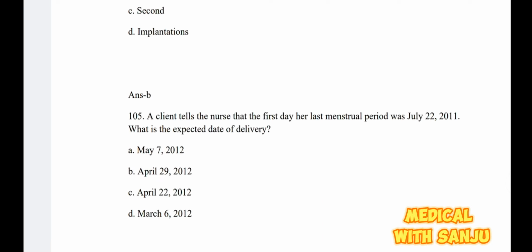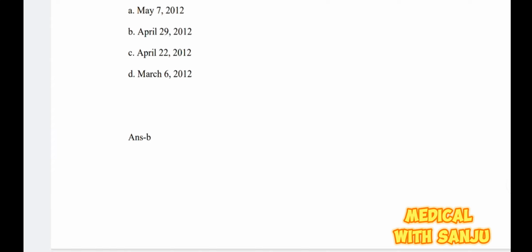Question number 105. A client tells the nurse that the first day of her last menstrual period was July 22, 2011. What is the expected date of delivery? Option A, May 7, 2012; option B, April 29, 2012; option C, April 22; and option D, March 6, 2012. Adding 9 months and 7 days gives April 29, 2012. Option B is right answer.